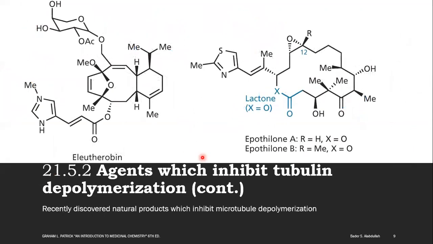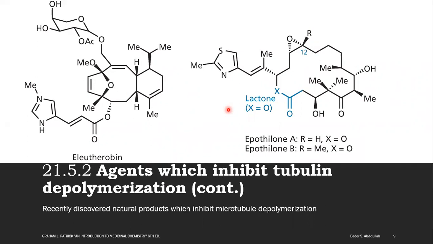All right. Other examples on natural products that act as inhibitors for tubulin depolymerization are the ixabepilone's relatives, the epothilone and the epothilone, and you see from the structure here epothilone A and B. The only difference between those is the R group here. Both of these are natural products. It has been found that these act as the same mechanism as the paclitaxel.